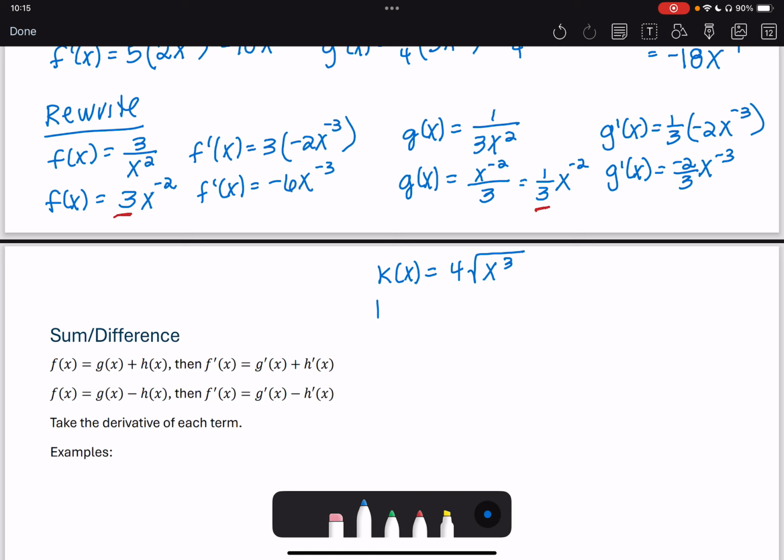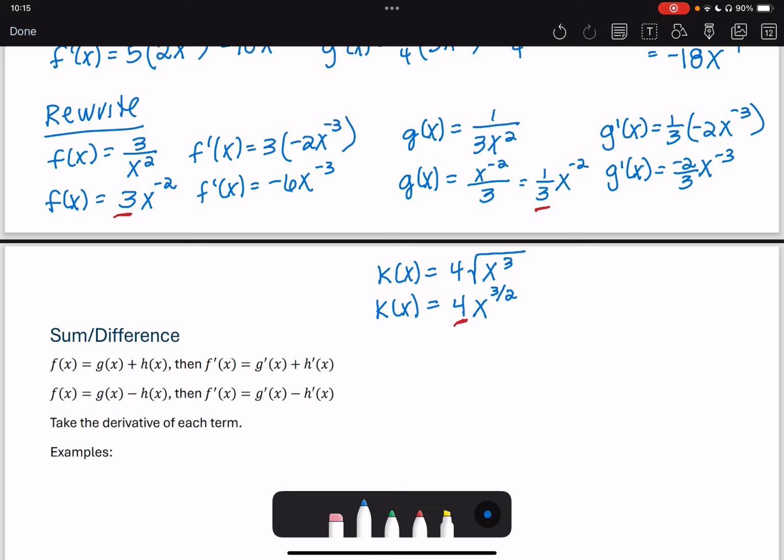Okay, so your rewrite is going to be 4x to the 3 halves. Make sure you are keeping that 3 in the top and the 2 in the bottom to represent that square root of x cubed. A lot of times students will do that backwards and tell me 2/3 instead of 3 halves, so be careful. Then 4 is your constant multiple.